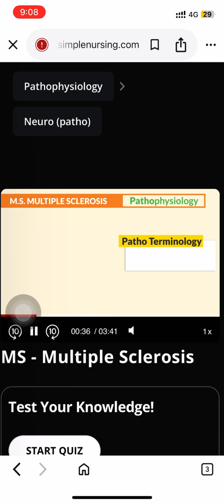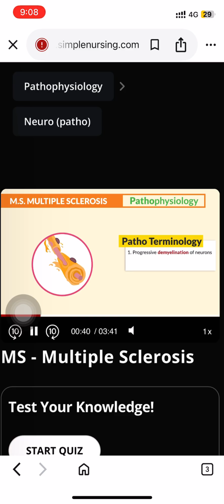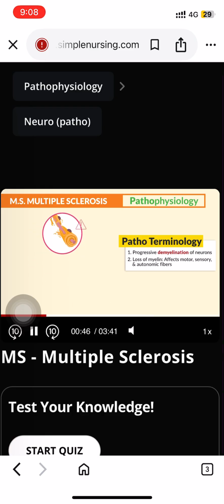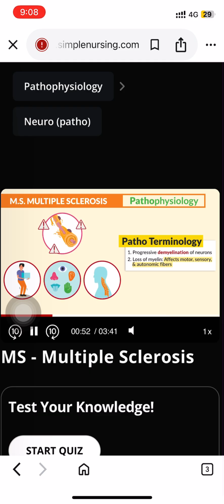Now, a little side note for pathoterminology. Progressive demyelination of neurons is the terminology that you should know for your patho exams, as well as loss of myelin. Remember, this affects motor, sensory, and autonomic fibers. So please be sure to write those 3 down.